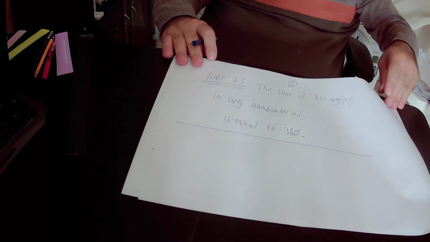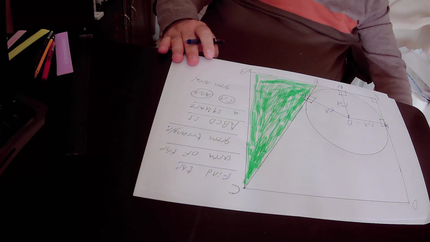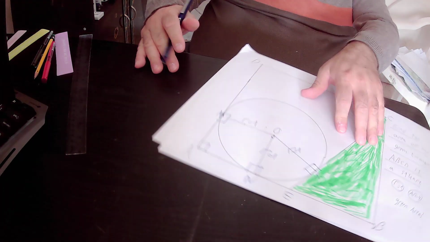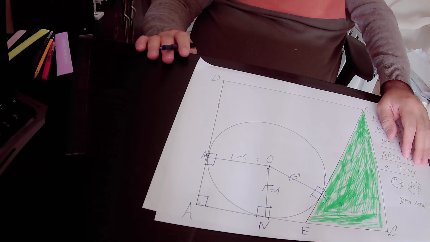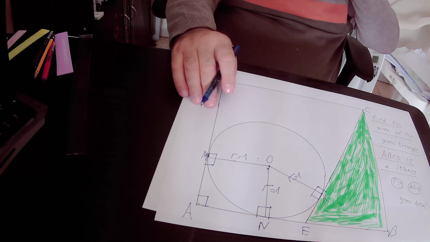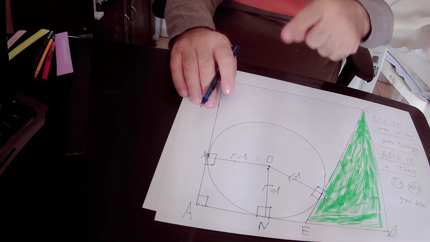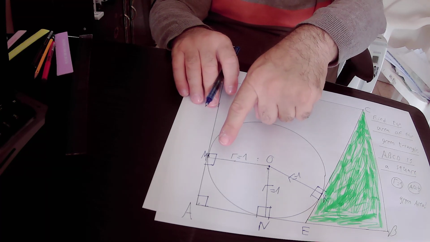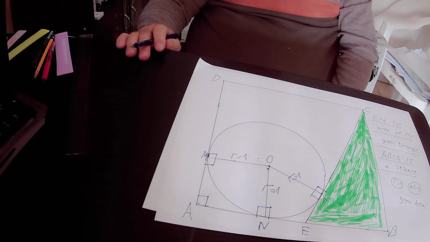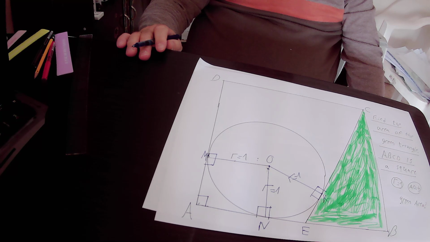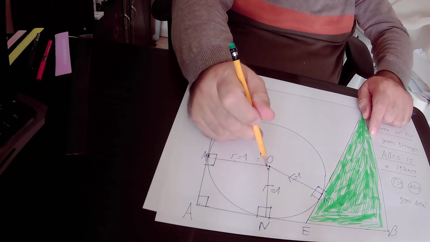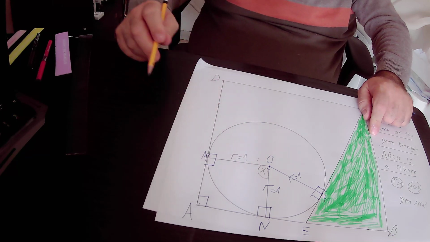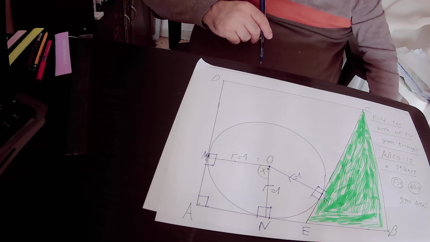So we will focus on this quadrilateral, quadrilateral MOAN. According to rule number 2, the sum of its angles is equal to 360 degrees. So, which angles does quadrilateral MOAN have? It has three right angles, 1, 2, 3. And the sum of three right angles is 90 times 3, which is 270 degrees, plus the size of this angle that we will define as angle X. The sum of those four angles must be equal to 360 degrees according to rule number 2.